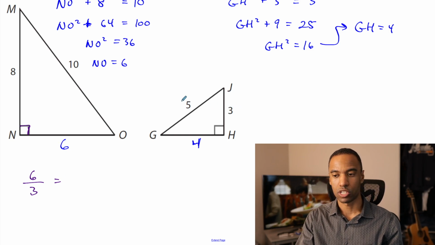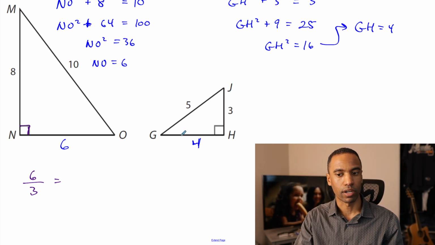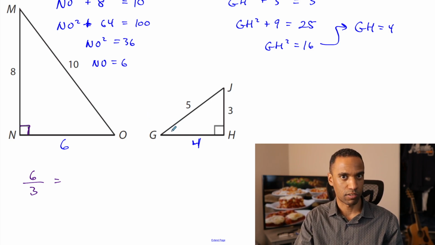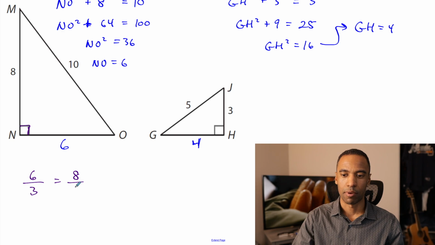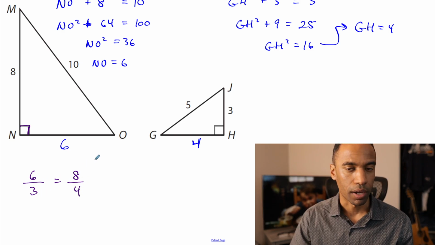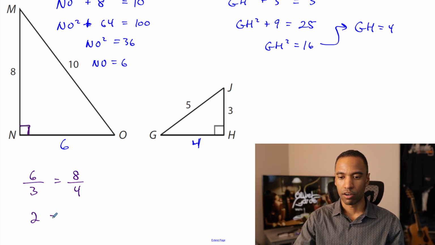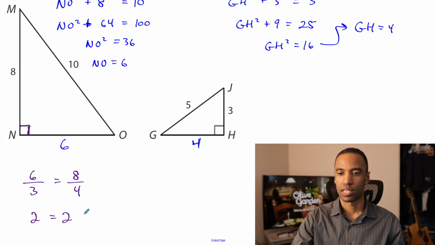I'm not redrawing. I do 6 divided by 3, and then 8 divided by 4, because those are the longer legs of their respective triangles. I'm saying legs, not the hypotenuses. So 8 divided by 4. Short with short, long with long. And 6 over 3 is 2. 8 over 4 is 2. 2 equals 2. That seems to check out.